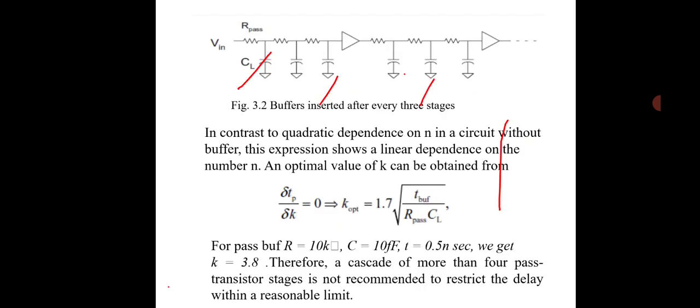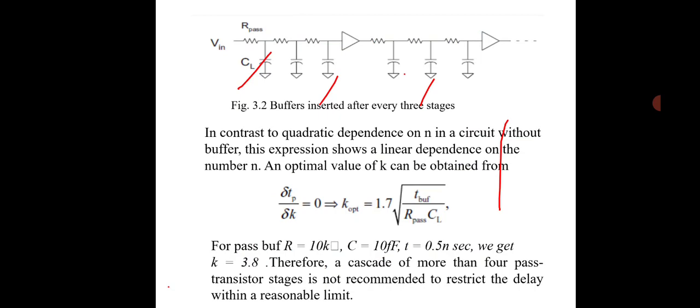Right, coming to the next one, this is a value for finding the delta. In contrast to the quadratic dependence on the n in a circuit without buffers, this expression shows a linear dependence on the number n, as an optimal k value can be obtained from the corresponding expression. That means k is an equation that can be used to find after which stages you have to insert the buffers. So with the help of this formula you can calculate the k value.